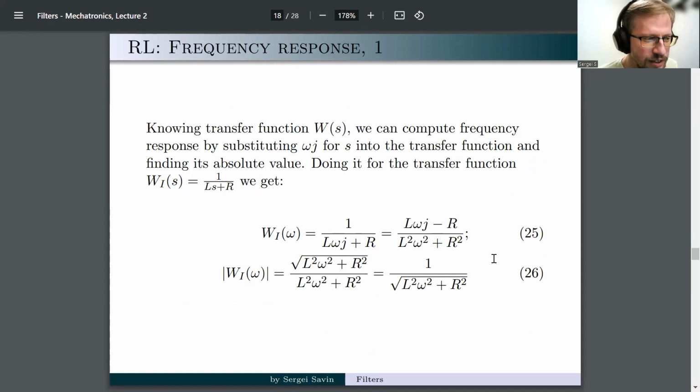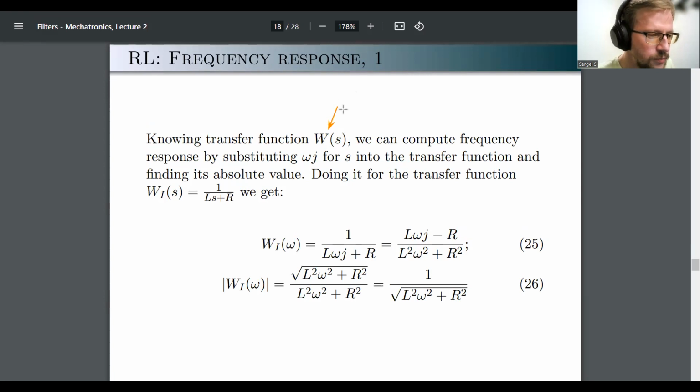Now that we did it, we can use something that I'm not going to prove mathematically. Just assume that you already saw it. There are plenty of videos and books that can explain it in detail. That is how to find the frequency response of a differential equation if you know its transfer function.